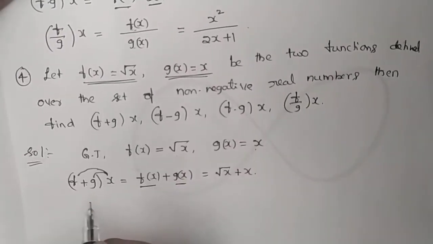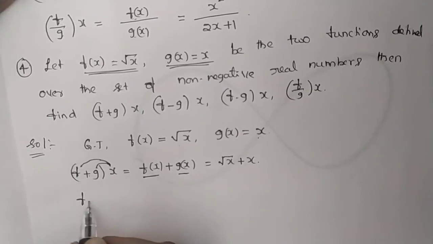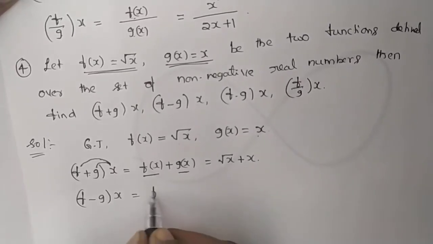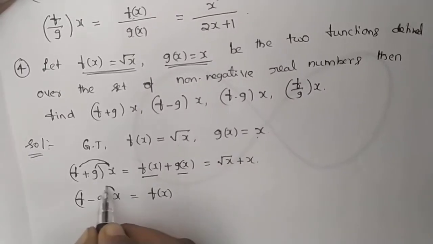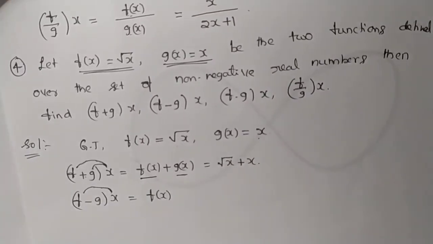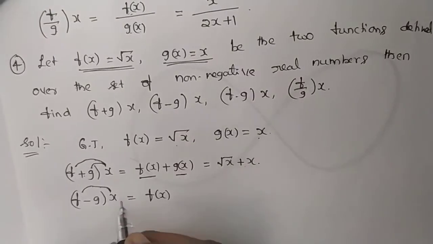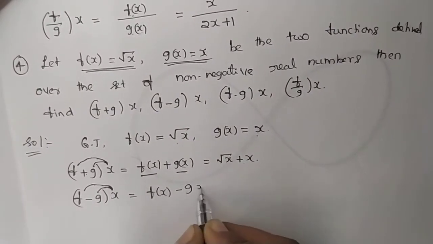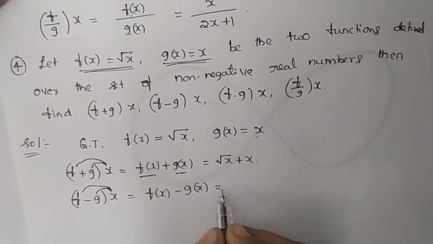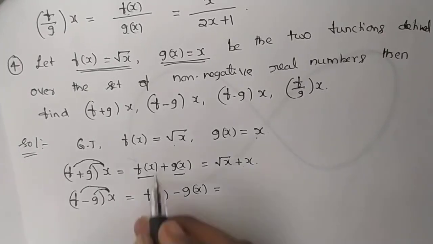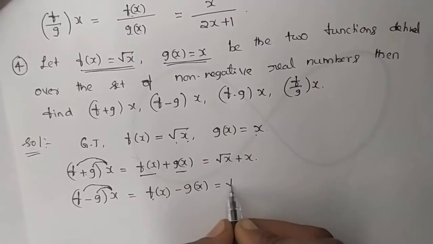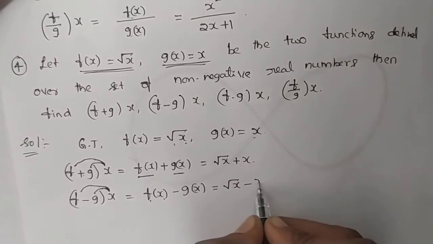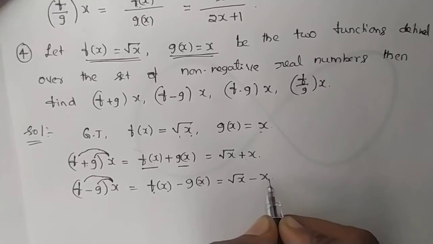Now let us find out f minus g of x. f minus g of x equals f of x minus g of x. F of x is root x, and g of x is x only. So it is root x minus x.